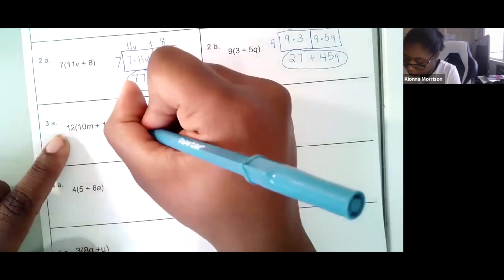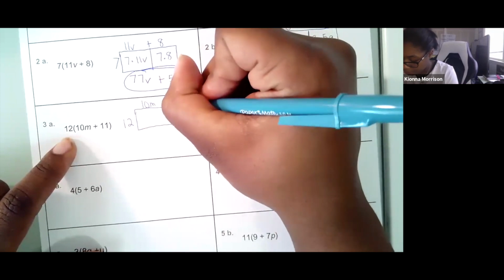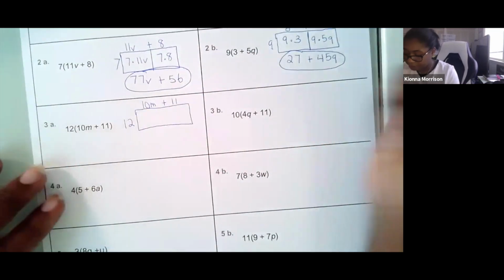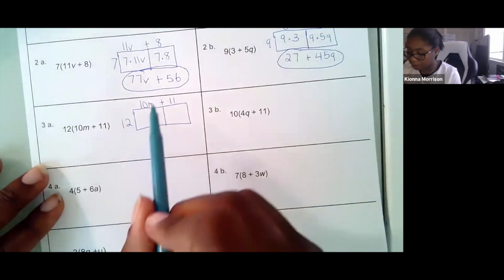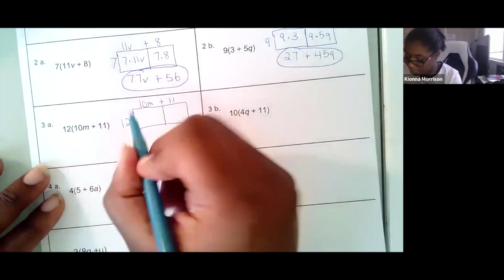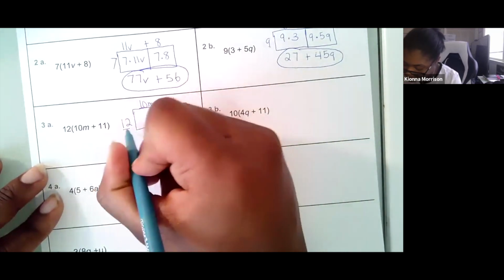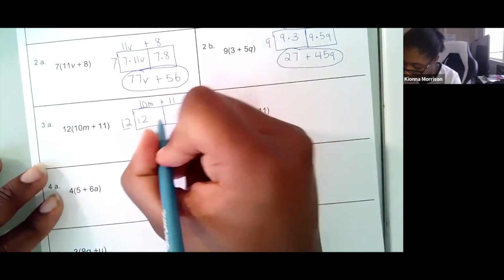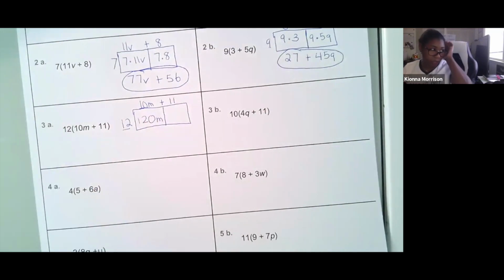Now I have 12 times 10m plus 11. This time, I'm going to see if I can multiply without writing all my steps inside. I'm going to change it up a bit. I have 12 times 10m. Well, I can think of it like my basic facts. 12 times 1 is 12, plus my placeholder 0, and my m. So 120m. Now I have 12 times 11.